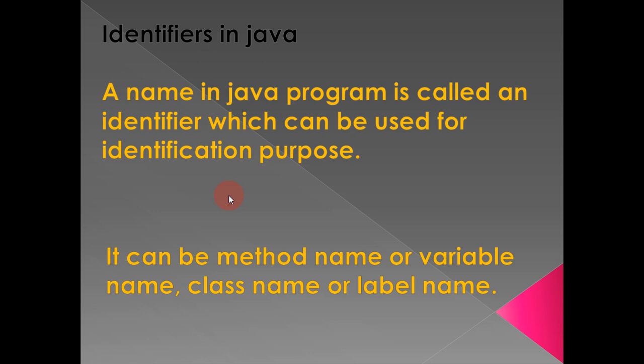A name in Java program is called an identifier, which can be used for identification purpose. Very simple thing. It can be a method name or variable name, class name or label name. We will be discussing each and every thing like method name, variable name, class name or label name in detail in later video sessions.